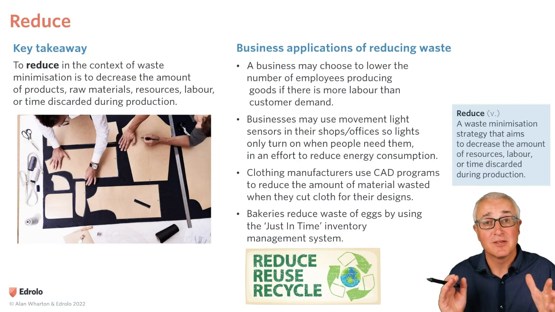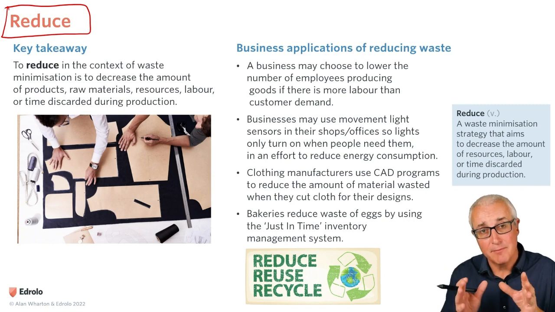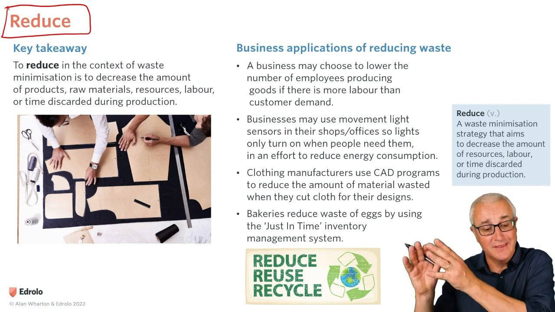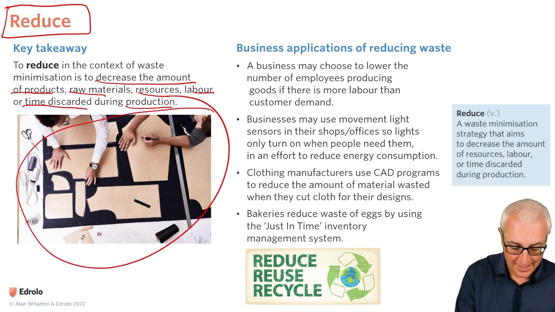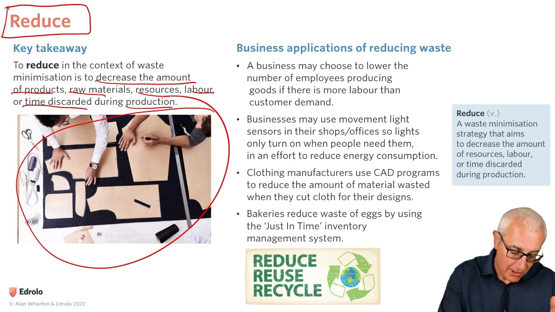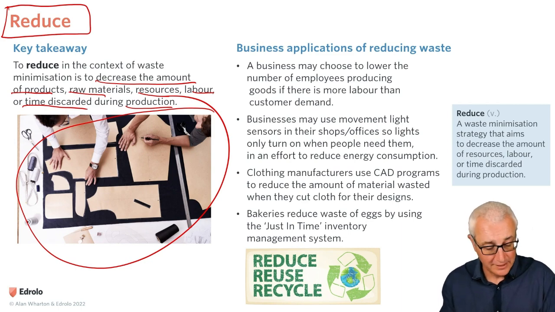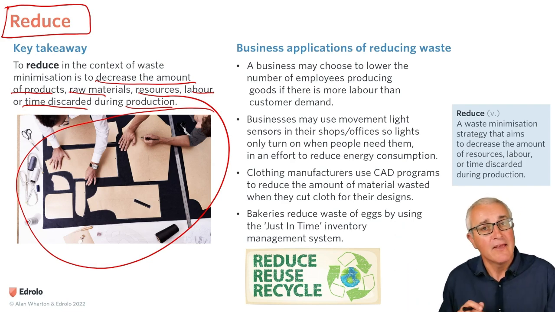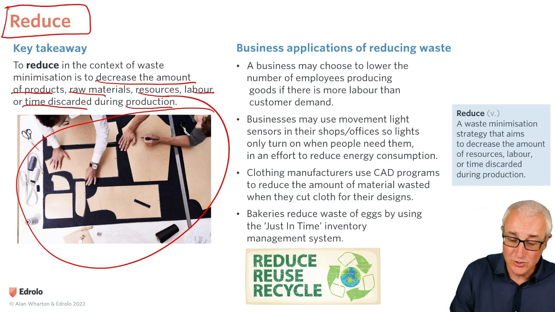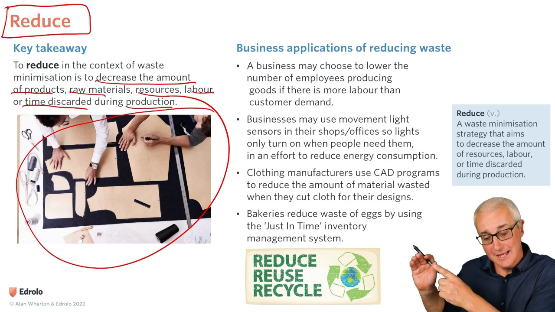Okay, our first waste minimization strategy is reduce. Again, straight from what the word means, we're trying to reduce the amount of materials we use to produce the output. We're trying to decrease the amount of products, raw materials, resources, labor, or time discarded during production. One picture is evident in here, where you can see this alignment of the pieces to make a t-shirt has been done to try and reduce the amount of material we need in the first place. We could have just plonked one of those templates on there, cut around it and thrown all the rest of the material away, and that would be hugely wasteful. By realigning this, we're hopefully going to reduce the amount of waste we have as an output.